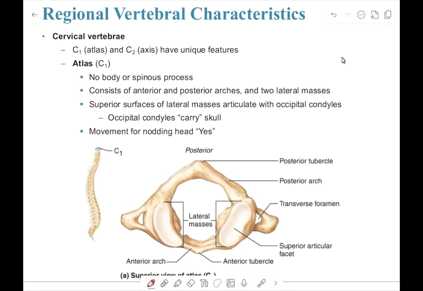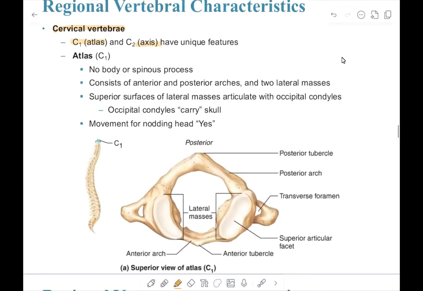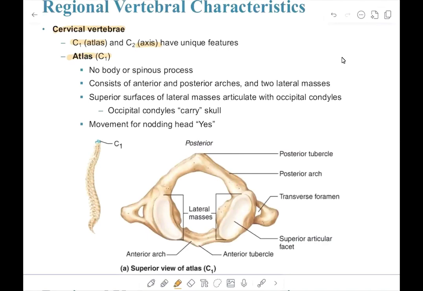In this video, we are going to go over the general characteristics of the cervical vertebra. So first of all, remember that it's only the first two cervical vertebrae, C1 and C2, that have their own unique features and their own name. So we're going to look at the atlas first. The atlas has no body or spinous process, which makes it quite unique.